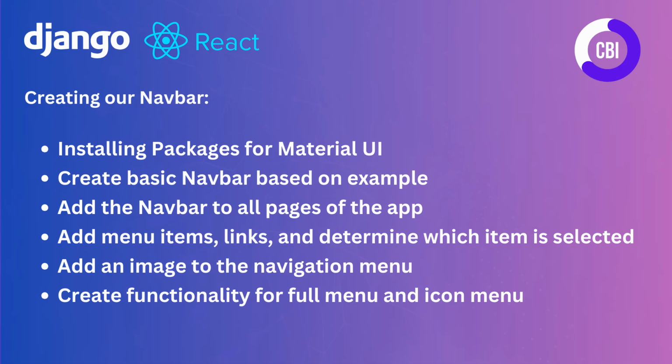Now, to realize this, we're going to be following 6 steps. We're going to start with the basics, which means installing some packages for Material UI, create a very basic navbar based on an example, and also add the navbar to all of the pages of our application. Then we're going to really improve the navigation menu by adding menu items and links, and also make sure that we can determine which item in our navigation menu should be selected. I'm going to show you how you can add an image to your navigation menu so that you have your logo on the top. And we're also going to be creating some functionality so that we can display either a full navigation menu or a smaller icon menu.